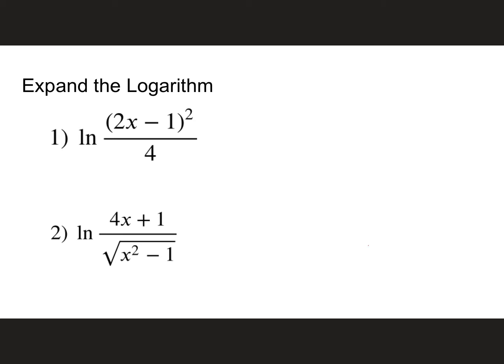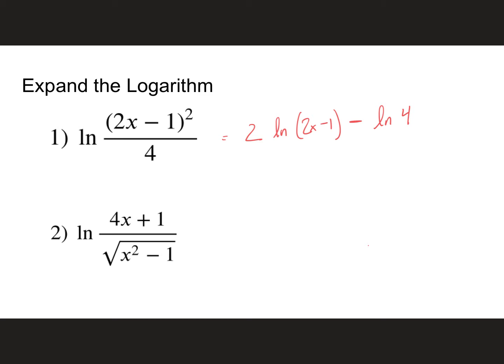I'll use that 2 that's in my exponent and write it out front, so it's 2 times the natural log of 2x minus 1. That deals with the exponent property first. And then the quotient changes from a division problem into a subtraction of the other log. So the natural log of the quantity (2x minus 1) squared over 4 turns into 2 times the natural log of (2x minus 1) minus the natural log of 4.